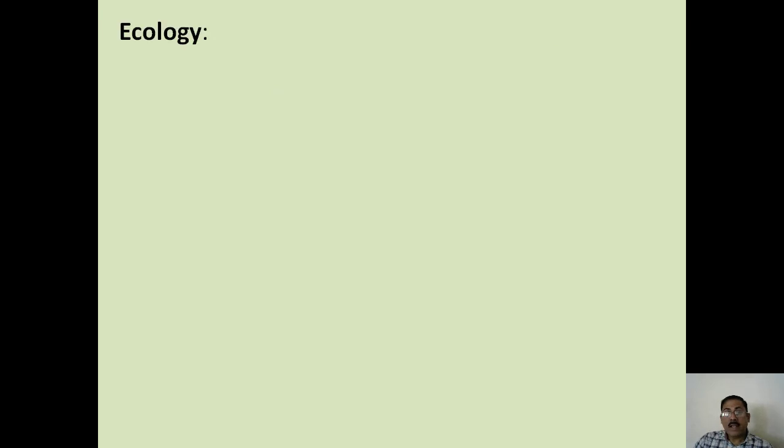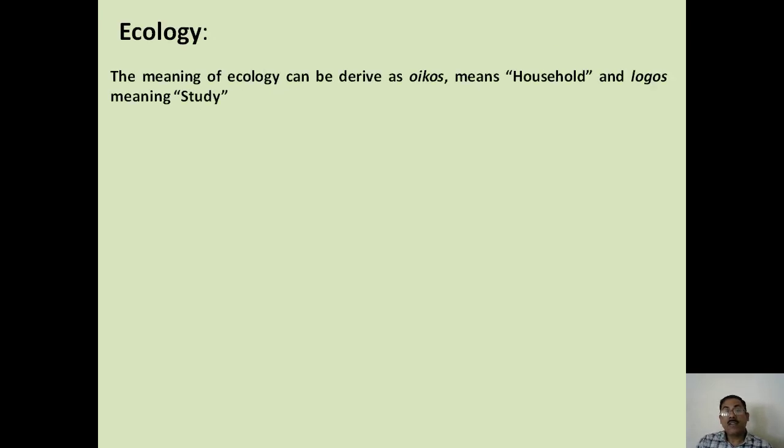Now in the next slide, we can understand the definition of ecology. You know, the meaning of ecology can be derived from oikos, meaning the household, and logos, meaning the study. So if you define ecology, you can say the study of house, like ecology is the study of life at home.